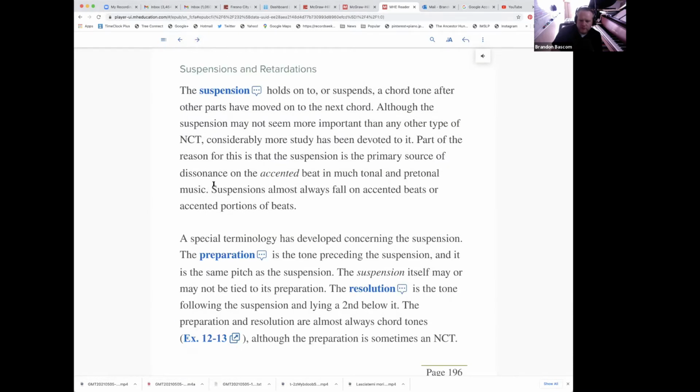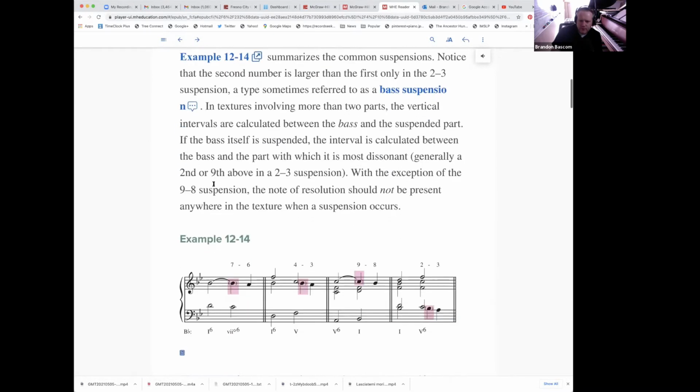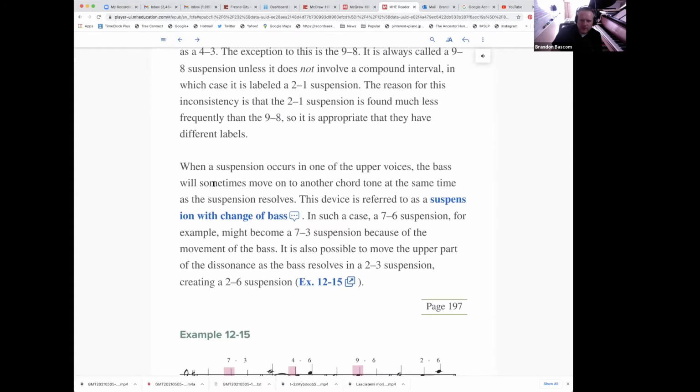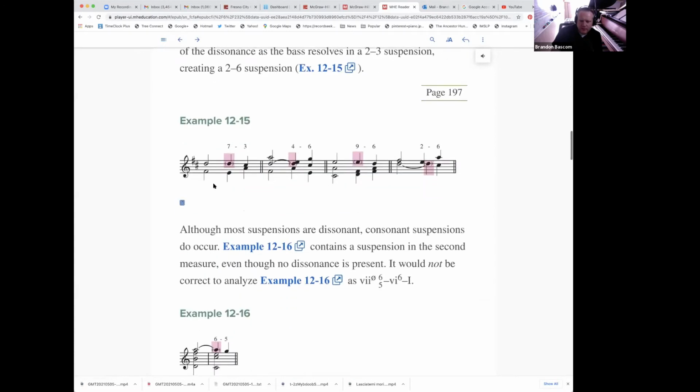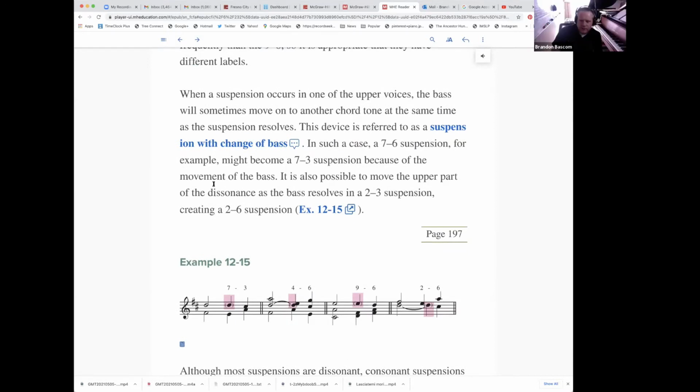Suspension. Suspension has a preparation and a note of resolution. We had the suspension with the change of bass. Can we go over suspension with change of bass? Sure. In the bass as well? Because I'm always shaky about that.